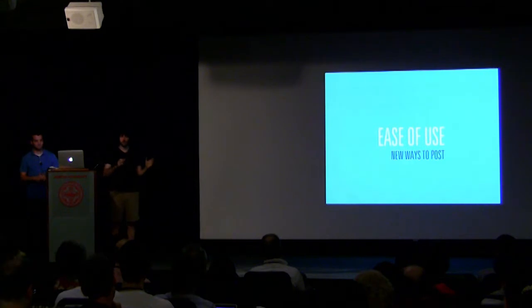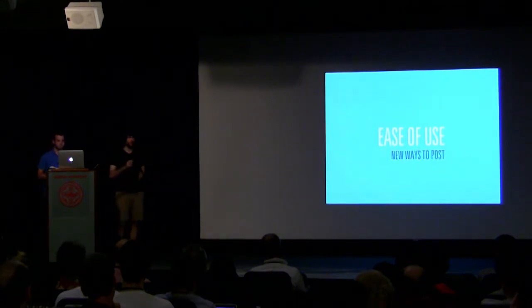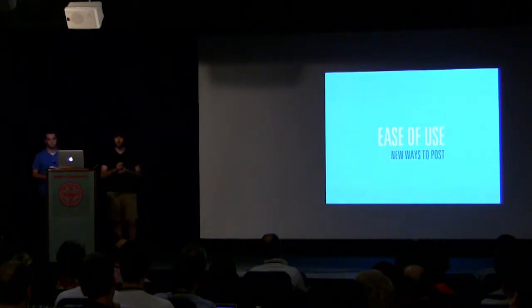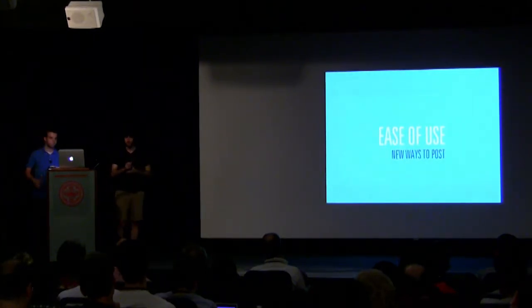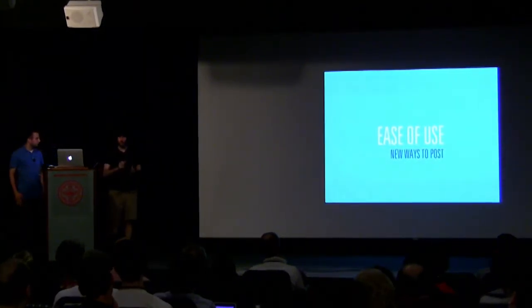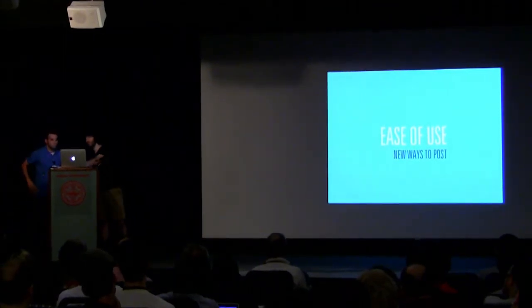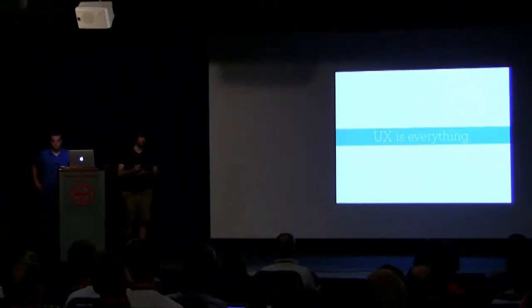They had no idea what to do. There were so many links and we couldn't guide them through it. So what can we do to make it better for new users? What can we do to make it more seamless for advanced users without burdening our user base? Because ultimately, UX is everything.